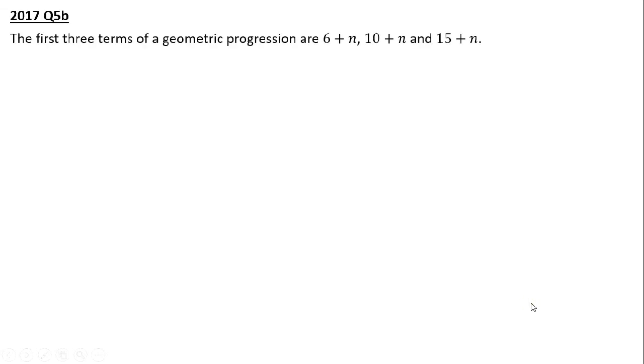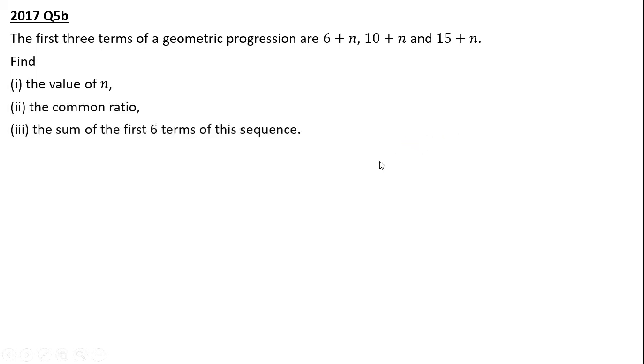2017. The first three terms of a geometric progression are 6 plus n, 10 plus n, and 15 plus n. Find the value of n, the common ratio, the sum of the first 6 terms of this sequence.